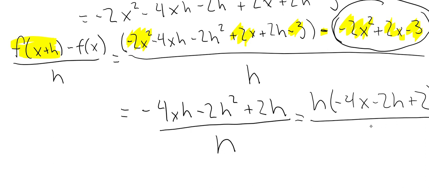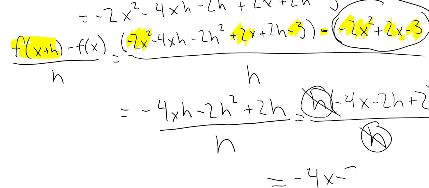And another key indicator we are doing our problem correctly is we notice we have some h's that now cancel out. And so our final answer here is negative 4x minus 2h plus 2.